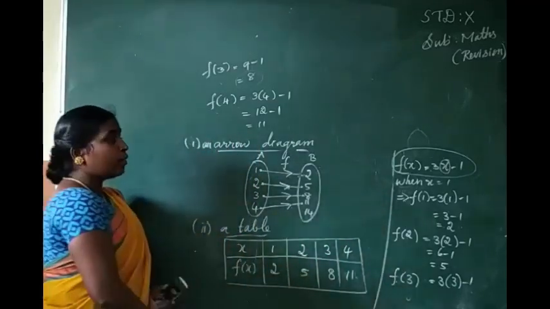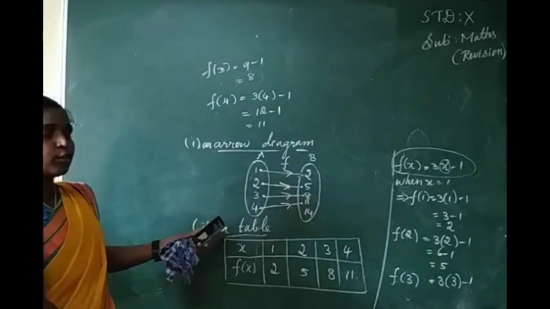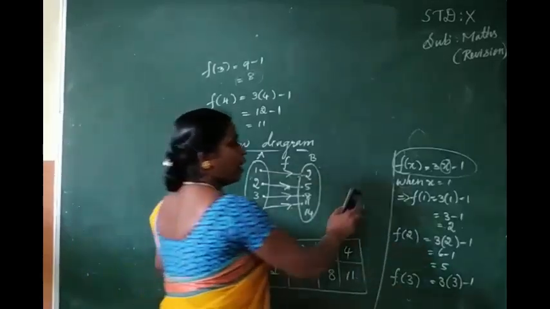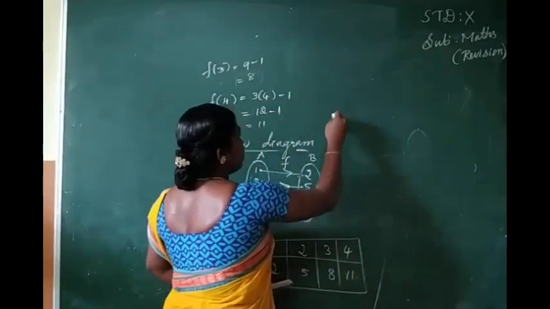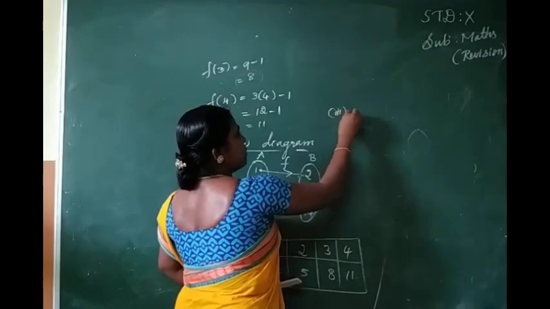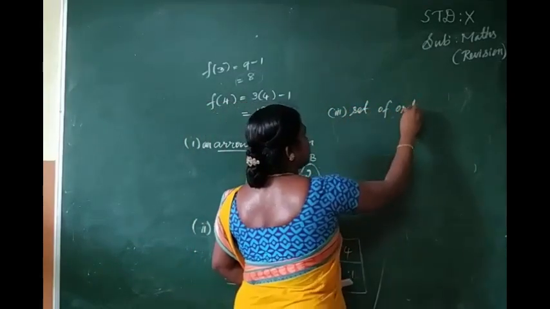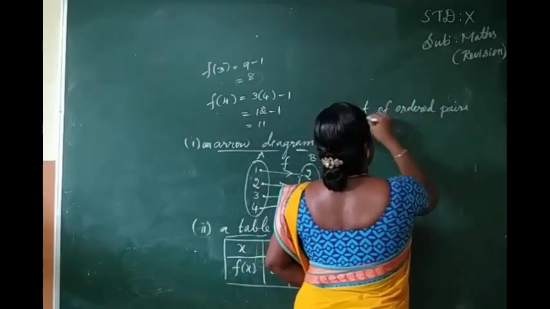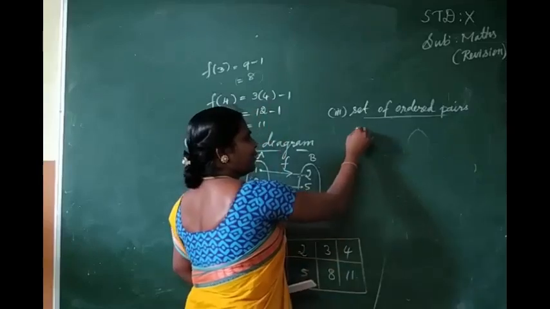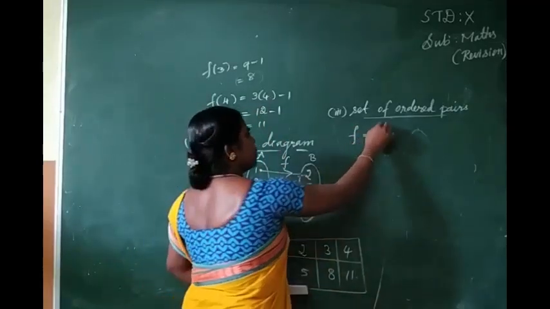Okay, are we clear about the arrow diagram and table? Let's go to the third subdivision, or star subdivision. It is a set of ordered pairs. The third one is a set of ordered pairs. So the third subdivision is a set of ordered pairs. Okay, we can see set of ordered pairs means f. Okay, so f equal to the same.